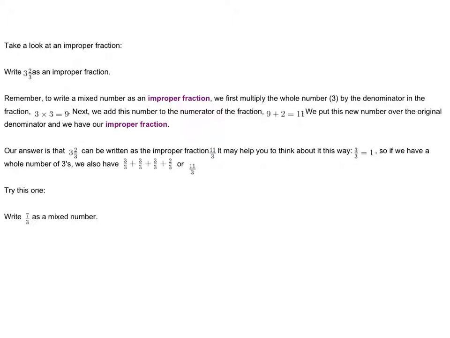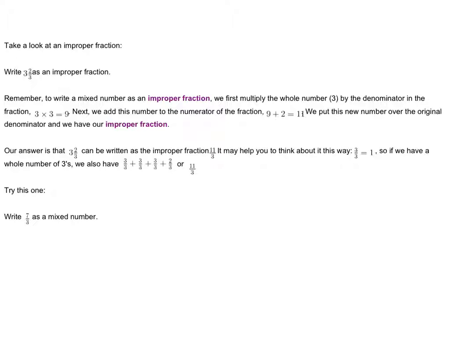Okay, so another example here, we're going to write 3 2/3 as an improper fraction. Now remember, to write a mixed number as an improper fraction, we first multiply the whole number, which in this case is 3, by the denominator in the fraction. So we're going to take 3 times 3, and we're going to get 9. Next, we add this number to the numerator of the fraction. So 9 plus 2 is 11. We put this new number over the original denominator, and we have our improper fraction. So the answer is that 3 2/3 can be written as the improper fraction 11/3.